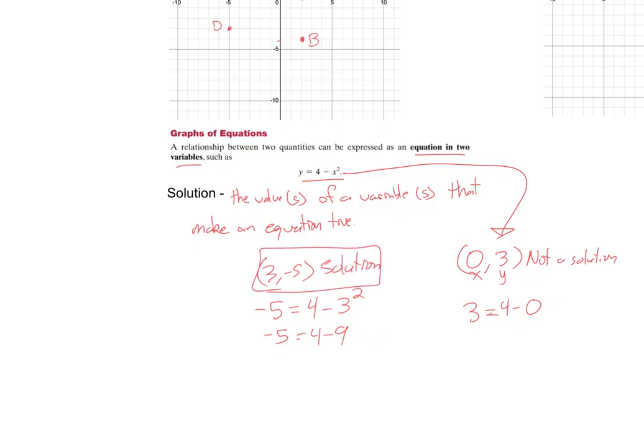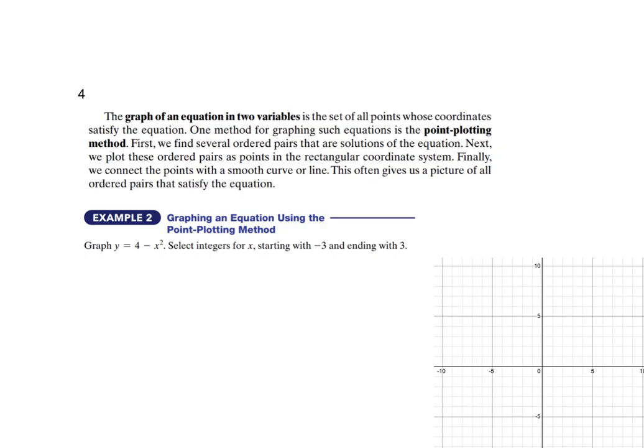There are an infinite number of solutions to this equation, and the solutions will be in xy pairs. If we put all of these solutions on a graph, we will get the curve. This is a parabola. Looks something like that. So the graph of an equation in two variables, this is what we just said, is the set of all points whose coordinates satisfy the equation.